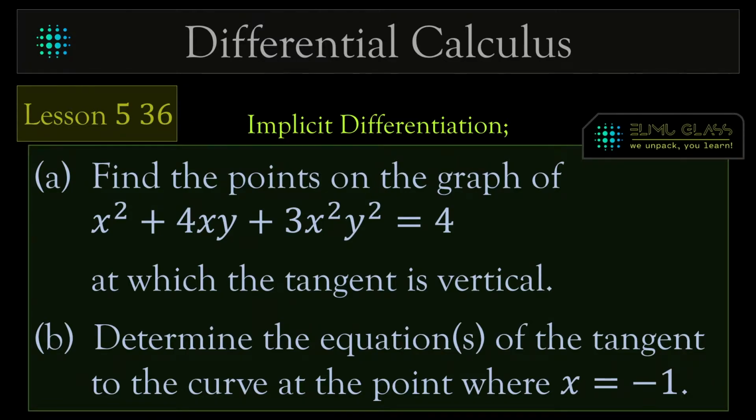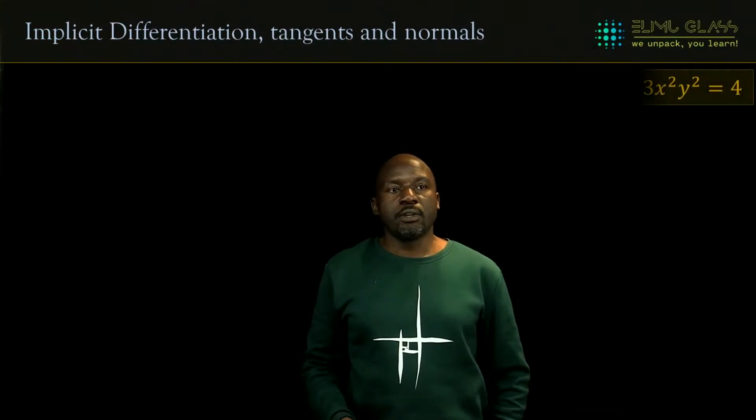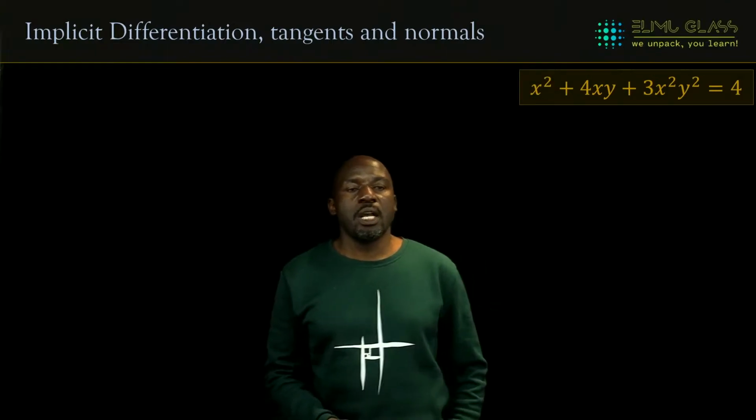And part B says to determine the equations, it could be one or it could be more, of the tangent to the curve at the point where the value of x is -1. All right. So here is another problem where it is a lesson in the sense that we are learning some tricks on how to go about these questions. Otherwise, this question would appear under the playlist of problem set. All right. So let's see how we go about solving this question.